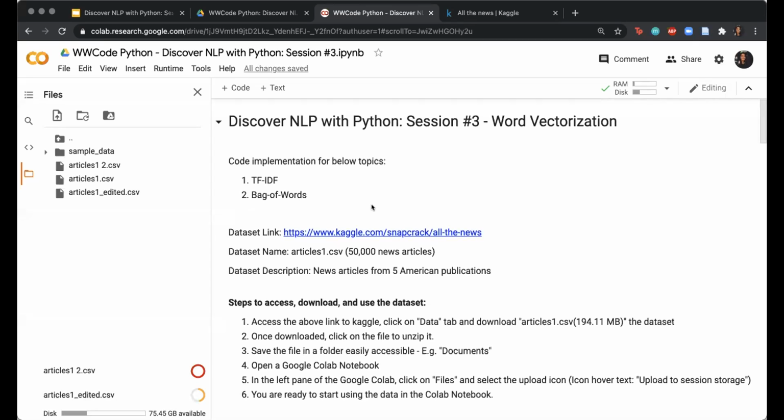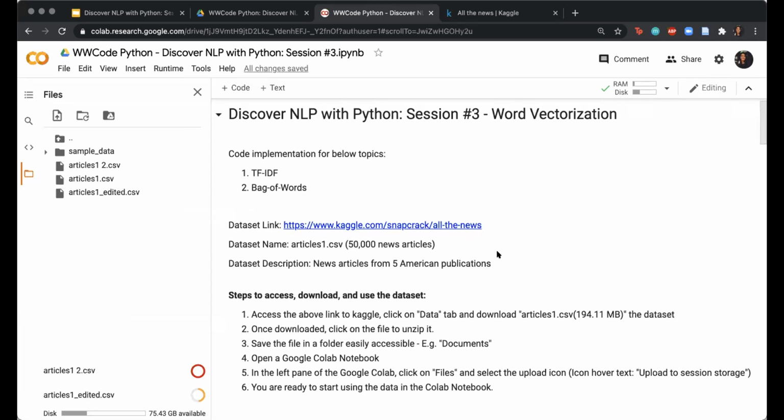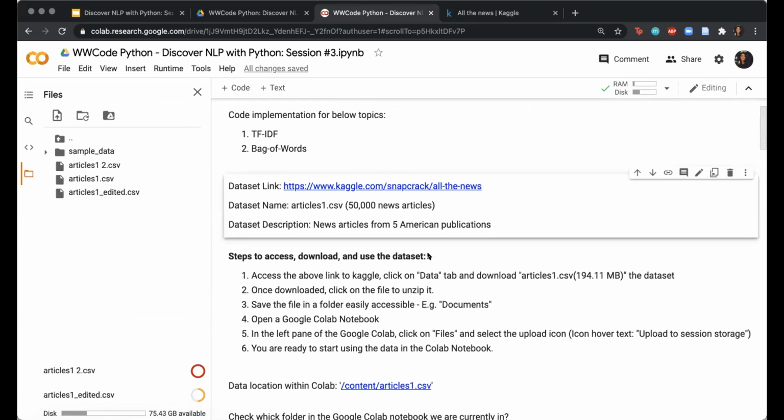So finally, we are going to see how the things that we discussed in the presentation would work in coding. We are going to implement TF-IDF and bag of words here. So this is the dataset link. You can visit Kaggle and download the dataset from there. We also showed how you can directly connect the Kaggle API to your Colab in the last session, so you can revisit that as well.